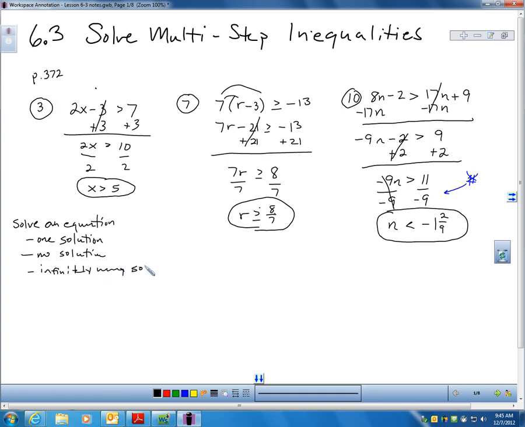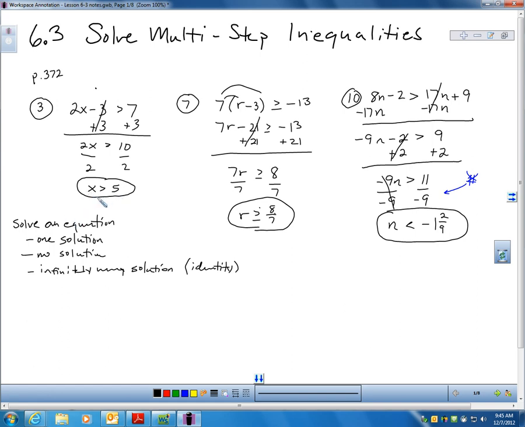Okay, and infinitely many solutions, we call that identity. Okay, when we solve inequalities, the same things can happen. We can't get one solution. If you look here, this is not one solution. X is greater than 5. It's anything greater than 5.